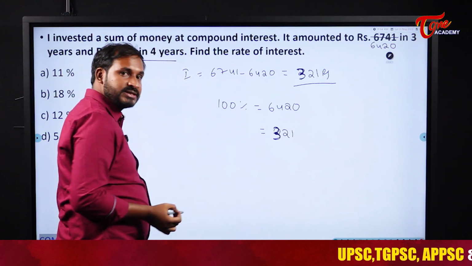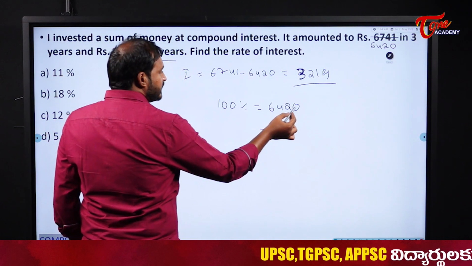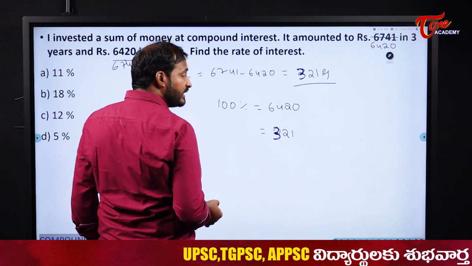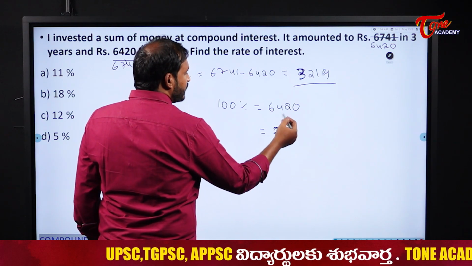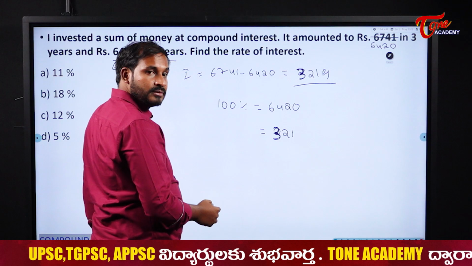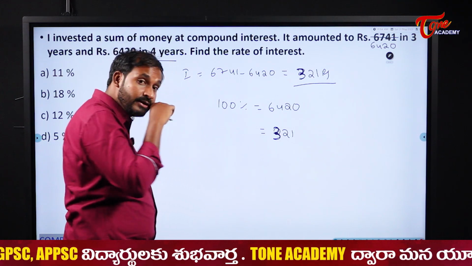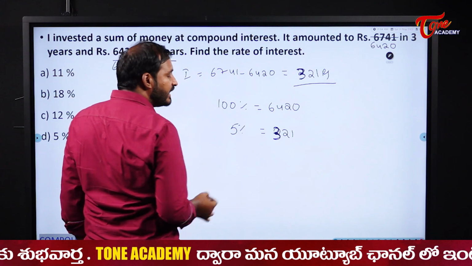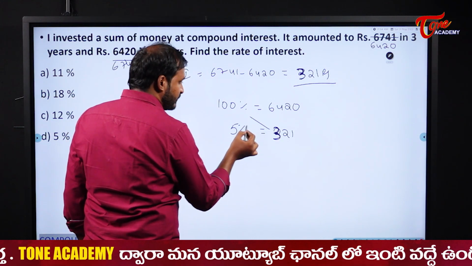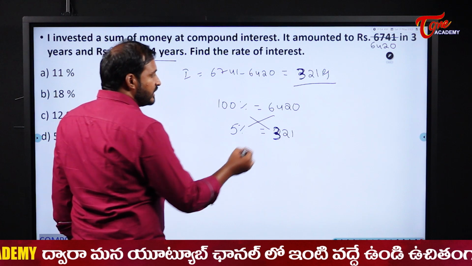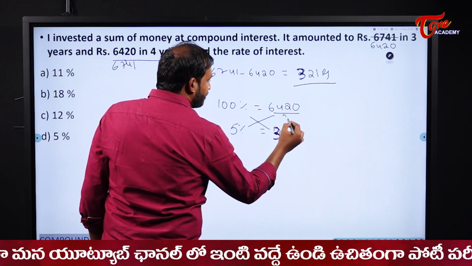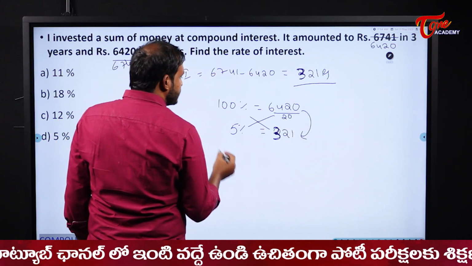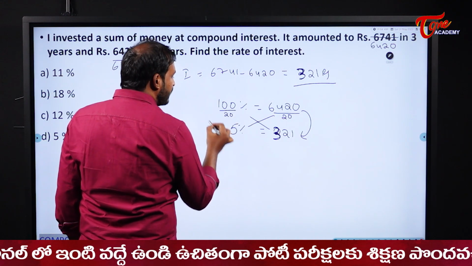321. Please observe here carefully, students. This is by 20, right? By 20. So here also by 20 do it. What you will get here? 5%. If you have got the idea, it is good. If not, cross multiply it, students. This is by 20, I will get this value. Similarly, this one also divided by 20, you will get this value.